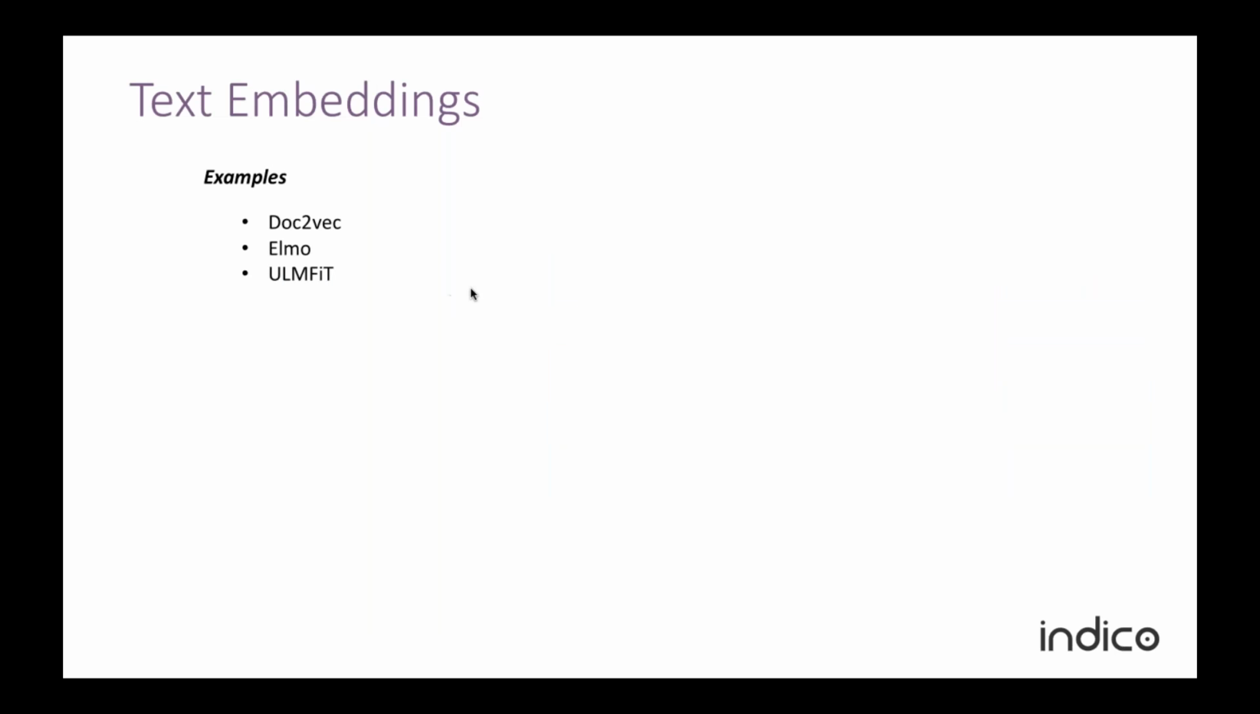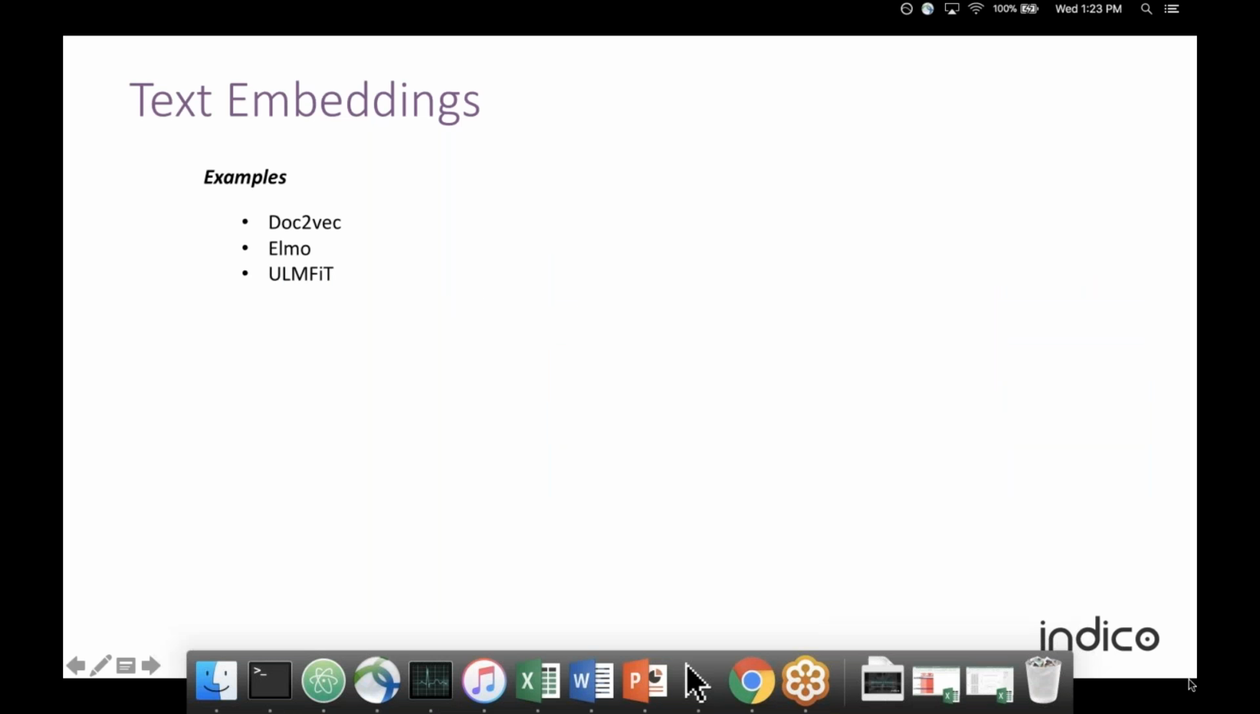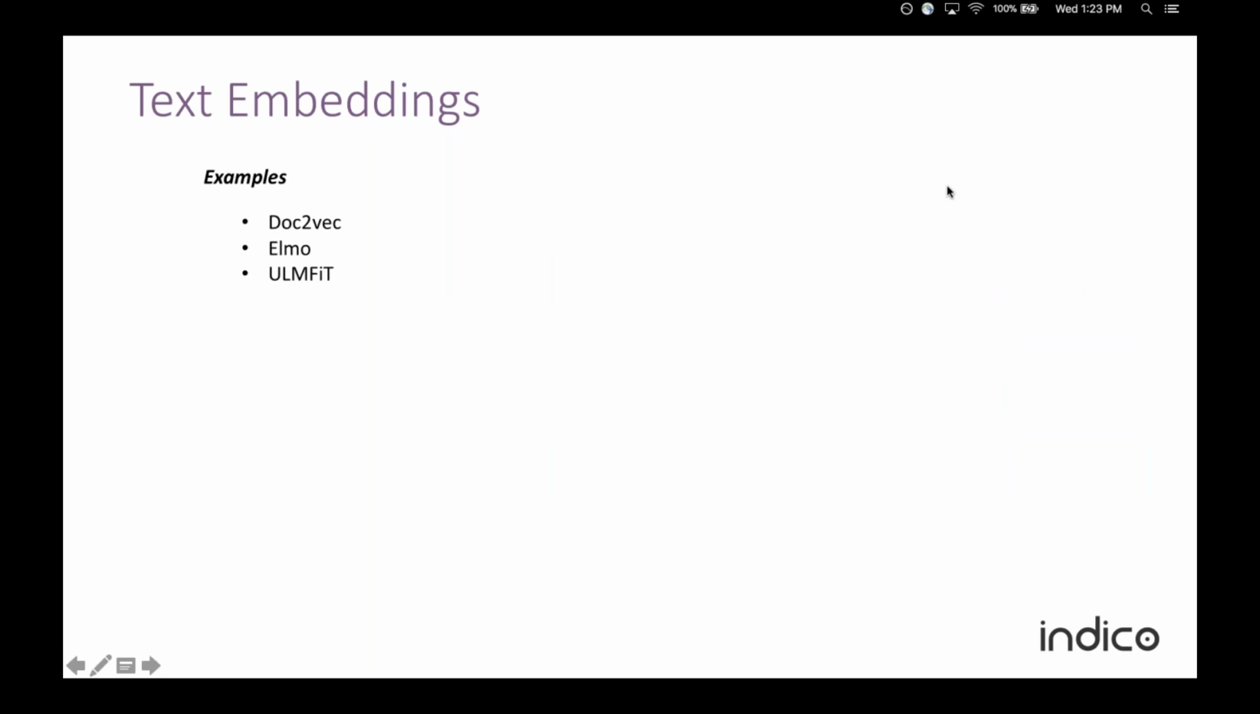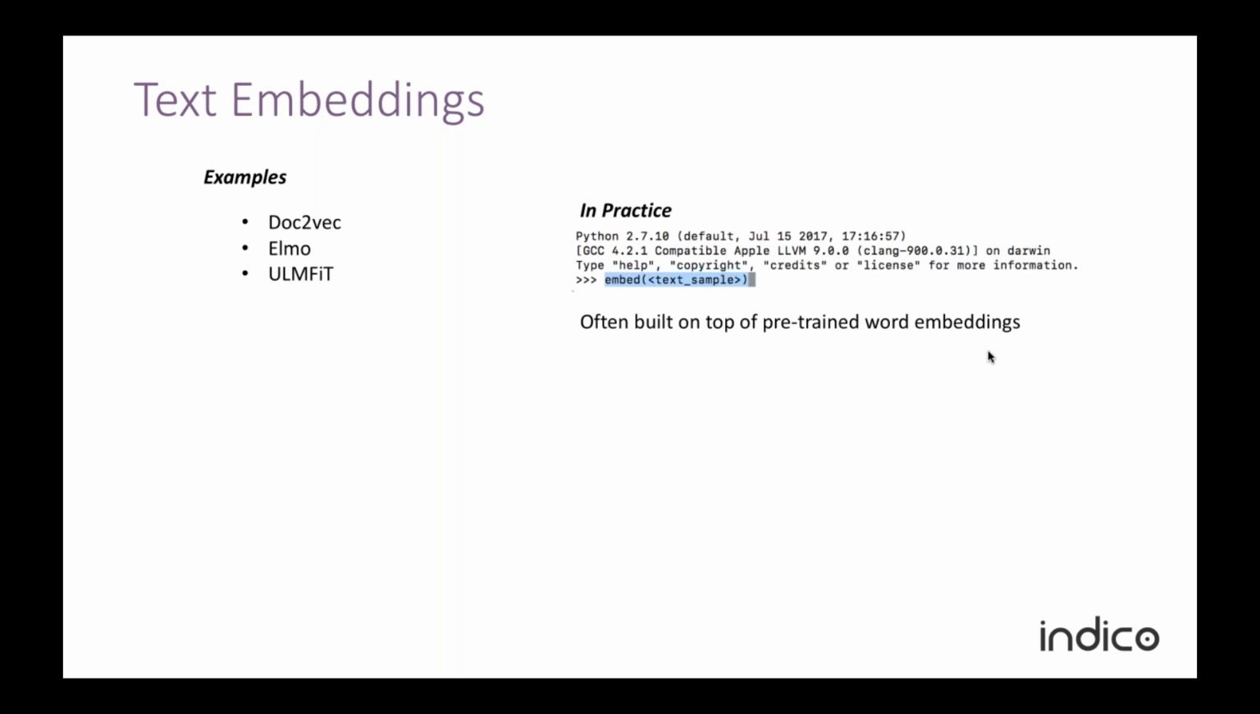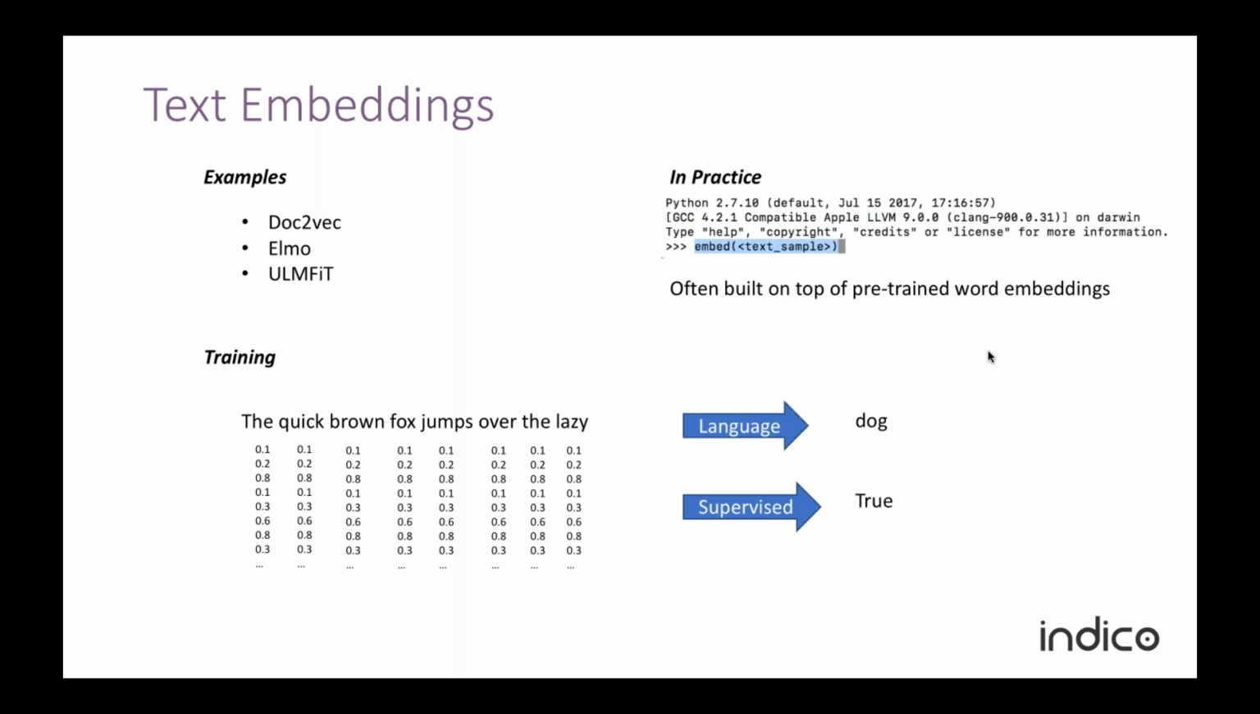So now let's talk about local context. Importantly, local context isn't something you can handle just with a word embedding. You need to move to text embeddings. Some examples are Doc2vec, ELMo, and ULMFiT. In practice, this isn't quite as simple as a lookup table. You're effectively calling an embedding method on top of some text sample that you give it, and these are often built on top of word embeddings. To give you a sense, again, of the high-level training, and then I'll dig in a little bit.